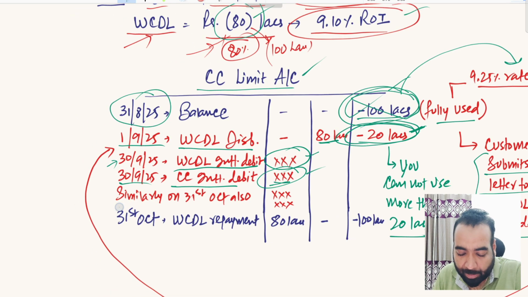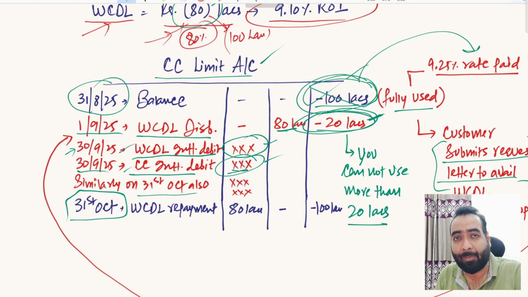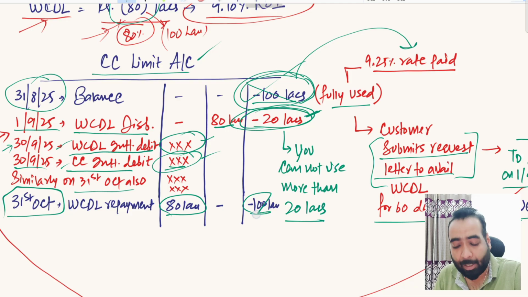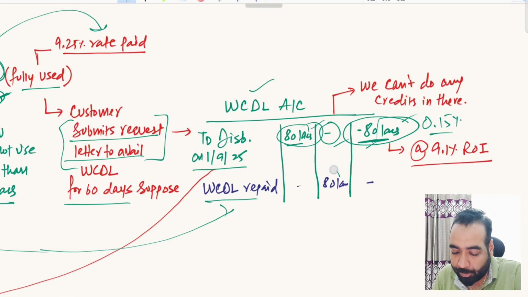And similarly on 31st October also, two interests will be charged, one for WCDL and one for the CC limit. And now at the end of the tenure, after the 60 days period, your WCDL will be paid off. What will happen? The CC limit account will automatically get debited for 80 lakh rupees, and utilization will become 100 lakh rupees again. And that 80 lakh rupees, friends, will get transferred to your WCDL account, and your account will get squared off after the 60 days period.